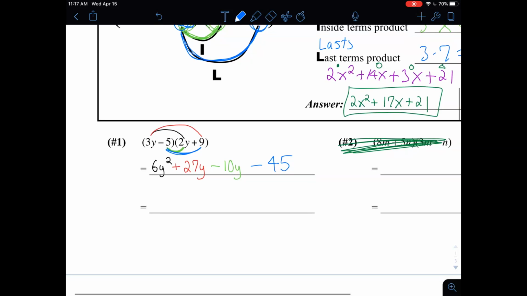And then the last thing we want to check is that we covered everything and that we don't have any other like terms here. You guys see any like terms? I start with the biggest exponent. I see y squared, no other y squareds. I see y, and I see 45. Okay, so 6y squared is going to be by itself. Plus, and then we got what? 17y. 27y minus 10y, 17y minus 45.